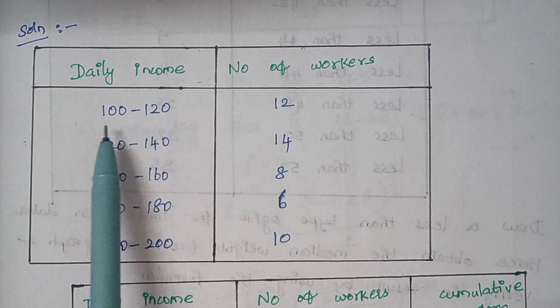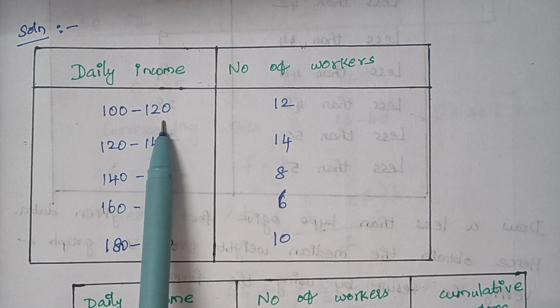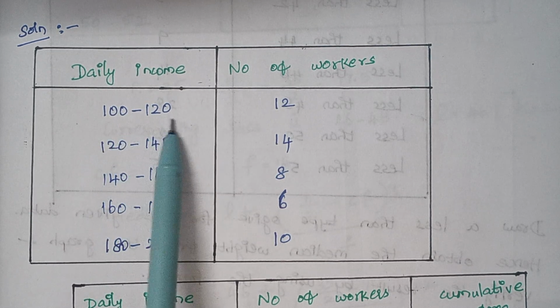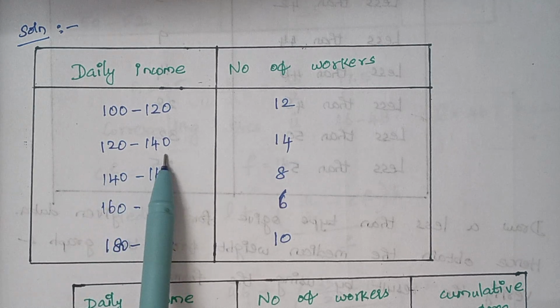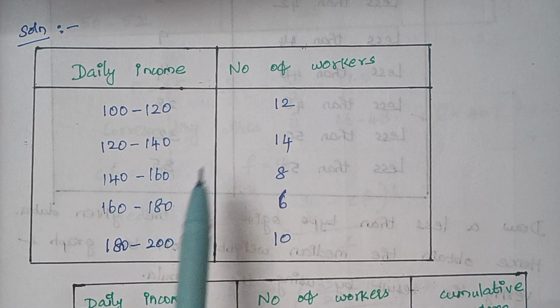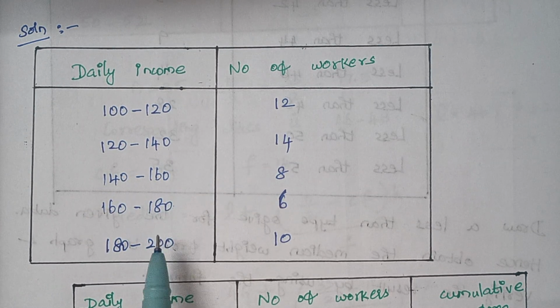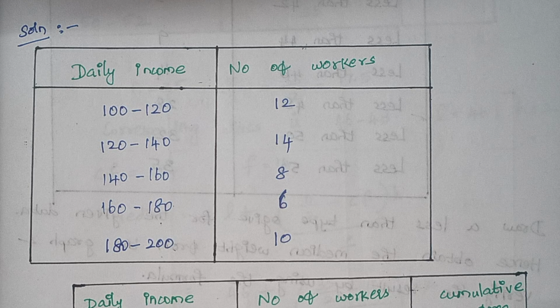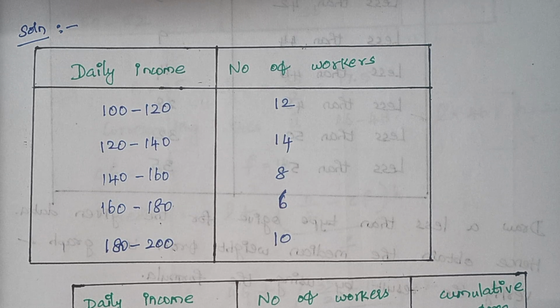So here we are having 100 to 120. We can write this term as less than 120. Similarly, here we can write it as less than 140, here less than 160, here less than 180, and here less than 200, because we need to draw a less than ogive. So we are framing these intervals in the form of less than type. Am I making it clear? Now we are going to look at the frequencies.